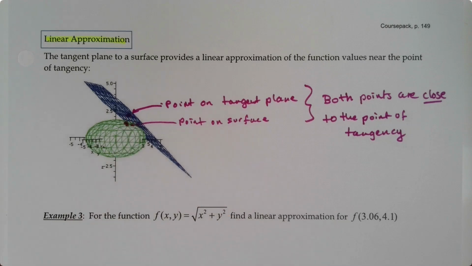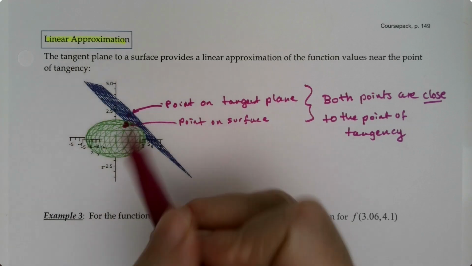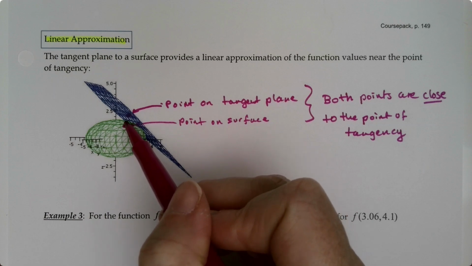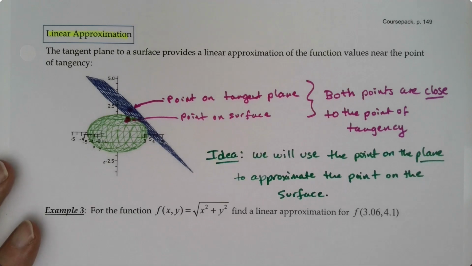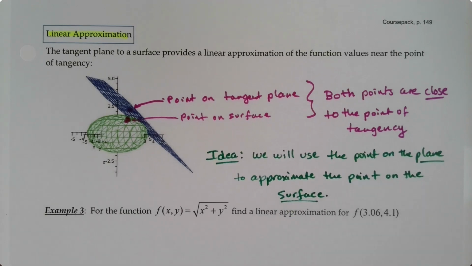So what's happening is that the plane is easier to work with than the surface. So we use the point on the plane to get an estimate, an approximation of the point on the surface. Because sometimes the points on the surface, due to the complexity of the surface, can be really difficult to find. But we can use a point on the tangent plane to get close enough. So that's the idea. There, I just wrote it up. So we use the point on the plane, which is easier to work with. Planes are pretty easy. So we'll use that point on that plane to approximate the point on the surface.